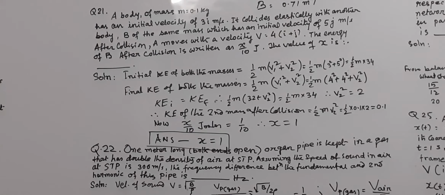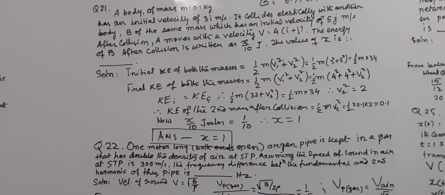and kinetic energy of the second mass after collision will be half m v2 dash square, that is 0.1, which is equal to x by 10 joules. 0.1 means 1 by 10, that is x is coming 1. So answer will be 1. Next question, question number 22.